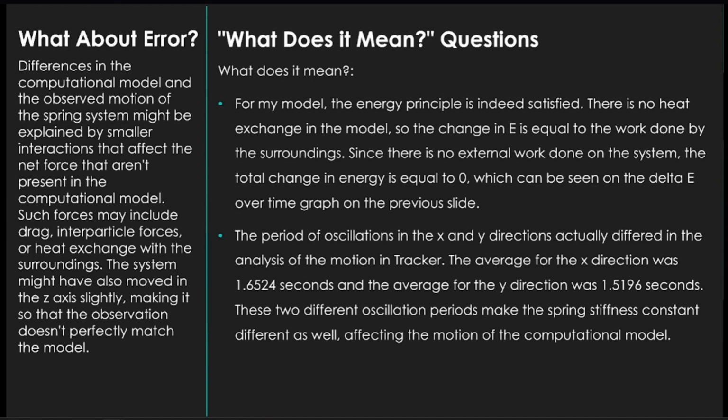What about error? Differences in the computational model and the observed motion of the spring system might be explained by smaller interactions that affect the net force that aren't present in the computational model. Such forces may include drag, interparticle forces, or heat exchange with the surroundings. The system might have also moved in the z-axis slightly, making it so that the observation doesn't perfectly match the model.